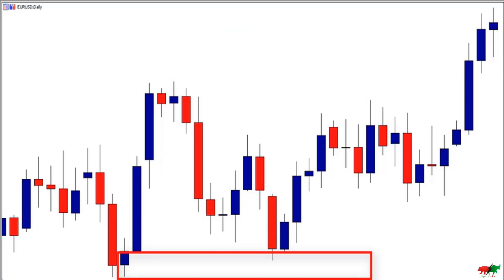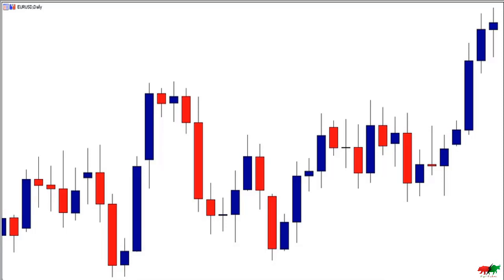So this is how we use the inside bar candlestick pattern as an entry signal in combination with supply and demand zones. See you in the next lesson.